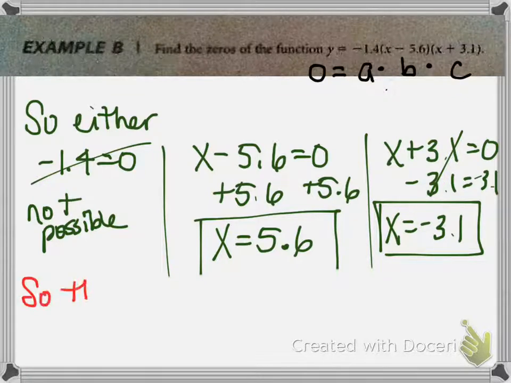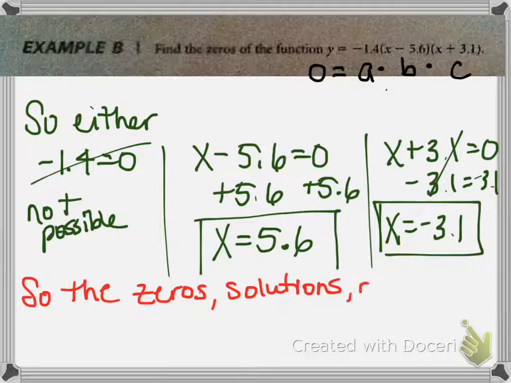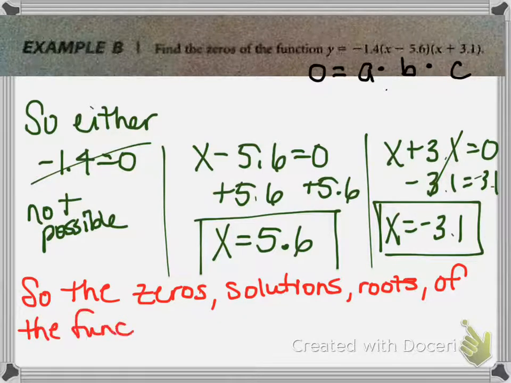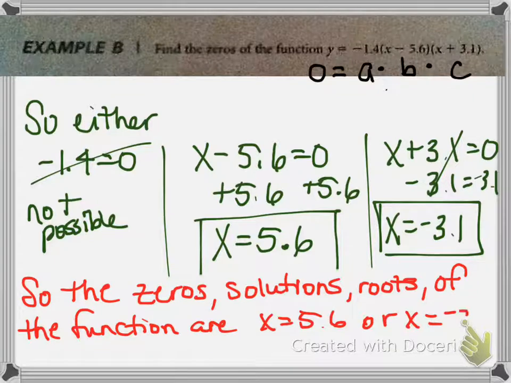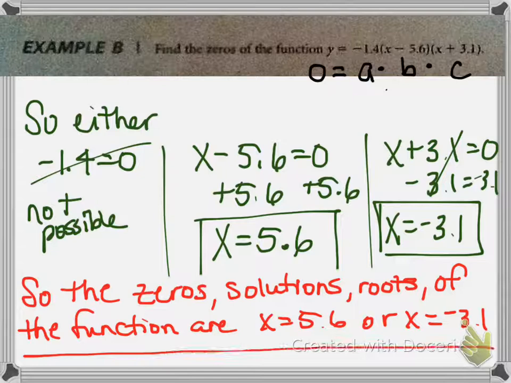So the zeros, which are also solutions, which are also known as roots of a function, are x equals 5.6 or x equals negative 3.1. And that's our solution for finding the zeros of that function. Now we can also find the zeros if we're given a graph.